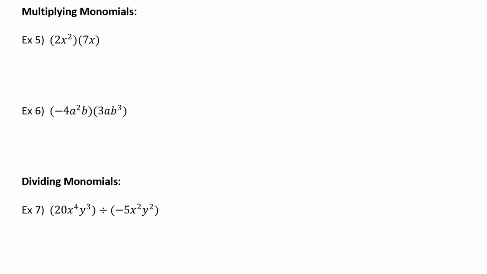Now let's examine multiplying monomials. Remember, monomials are a single term. So here we have 2 monomials, 2x squared and 7x. We're multiplying them together. So what we do is we multiply the coefficients, 2 times 7, and we multiply the variables, x squared times x. When we do that, 2 times 7 is 14.